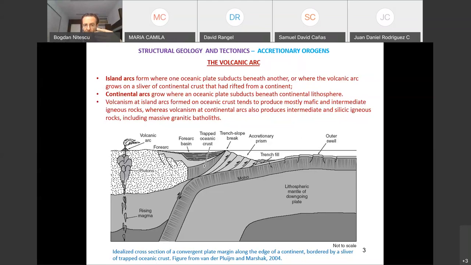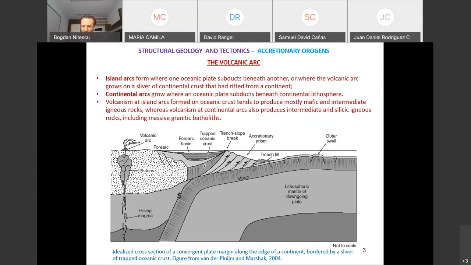Whereas if you have continental crust, the ascent of the magmas produced here through the continental crust will change the chemistry of the magmas. Yeah, they will transform through various processes. And that's why the volcanism will lead to the formation of intermediate to acid rocks, silicic rocks, so rocks that have a lot of silica. And this is where, as a manifestation of magmatism, you have the emplacement of large batholiths. So these are very large plutons of granite.